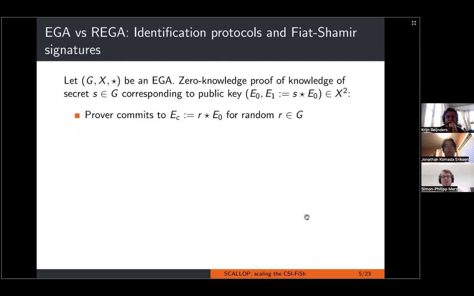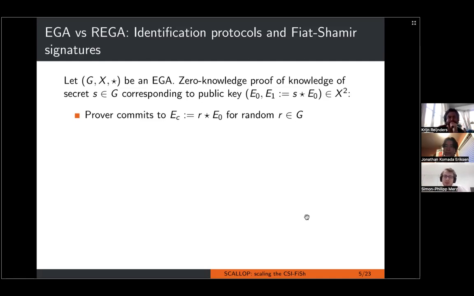Namely, there are these identification protocols that you can build very straightforwardly from a group action. So you have a group action G acting on a set X, and you want to prove knowledge of one secret group element corresponding to a public key, which is two set elements in this case. My notation suggests I'm thinking of curves here.